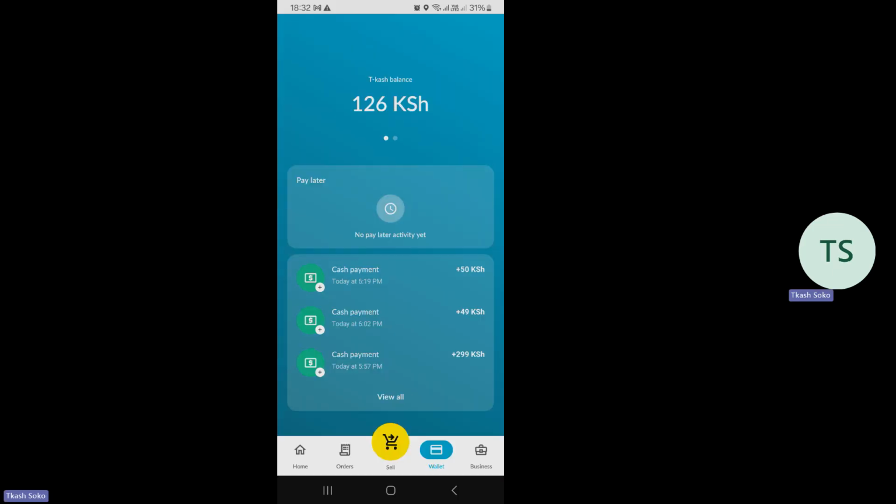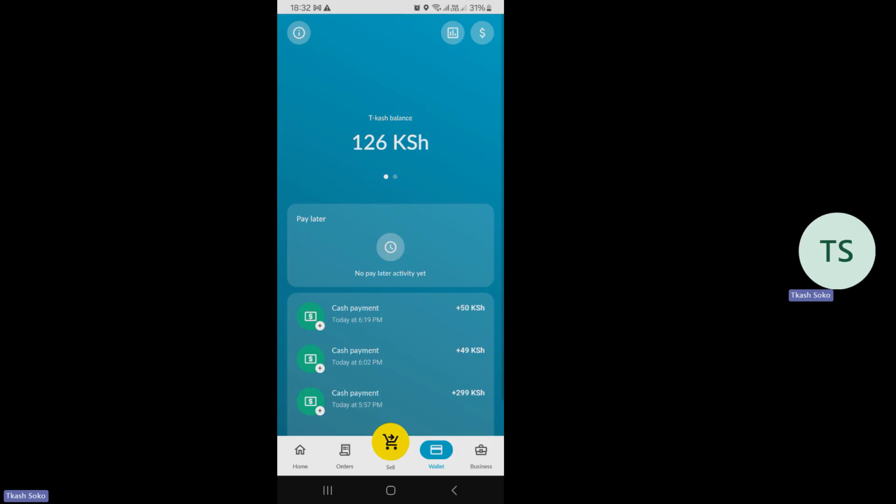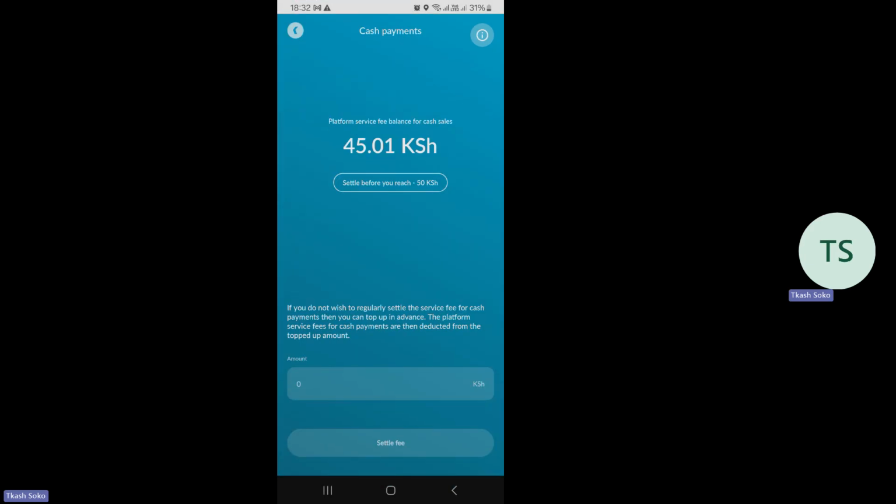Now, we have talked about the service fee. The next question would be, how can I top up this service fee? Once you're on the wallet section, remember I'm still under wallet, at the very top towards your right hand side, you have 2 icons there. I'll start with the one at the right hand most side, like the dollar sign kind of icon. If I tap on it, then these cash payments now appear.